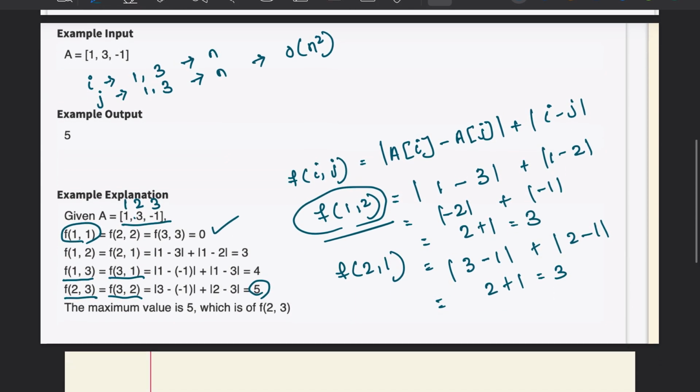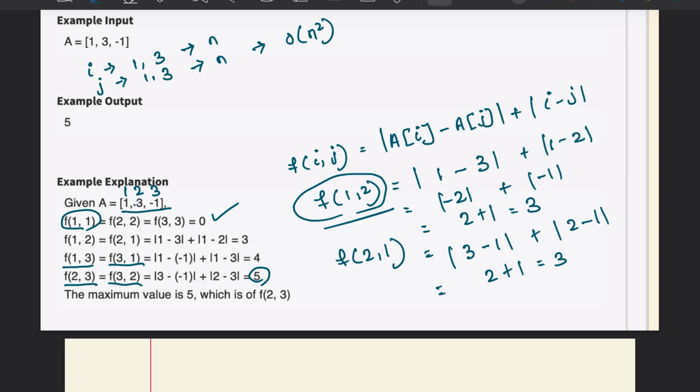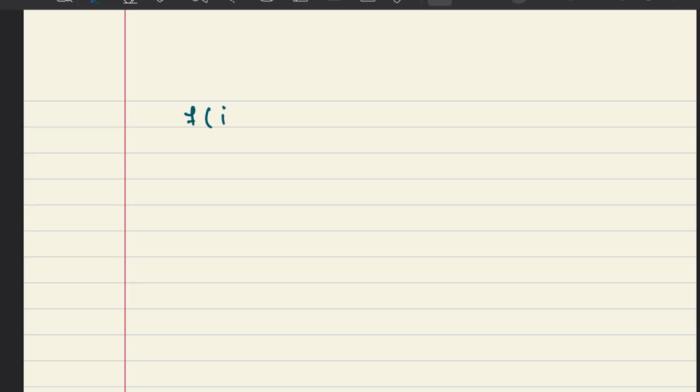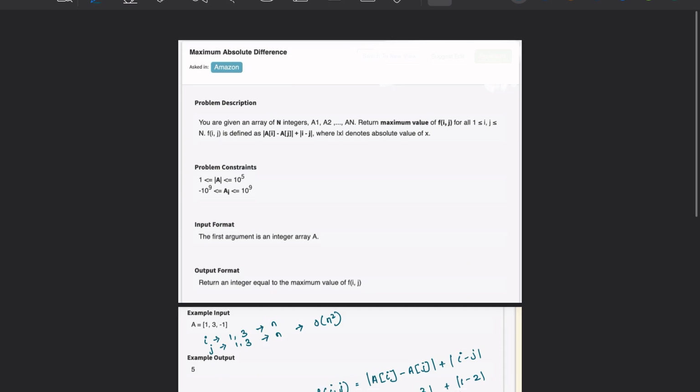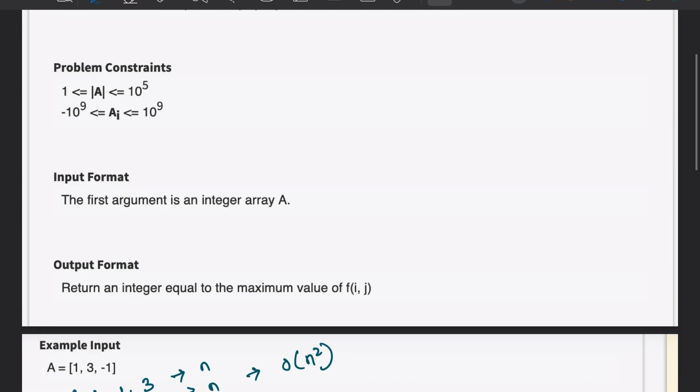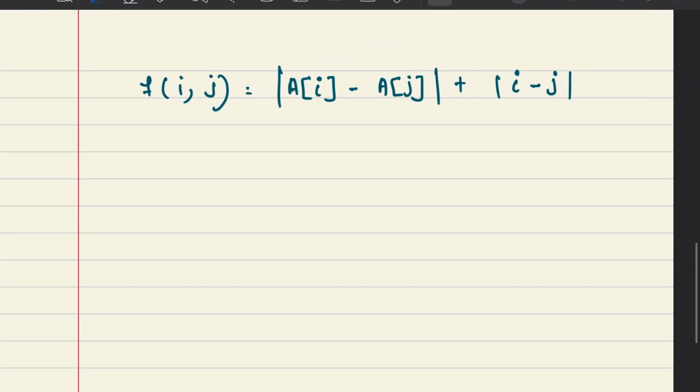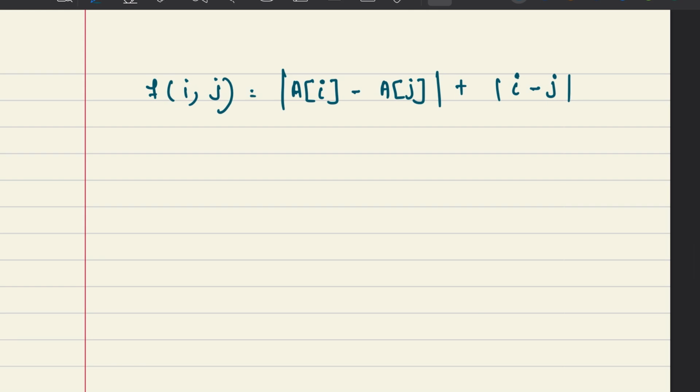Okay, so let's write the expression once again. So f(i,j) equals absolute a[i] minus a[j] plus absolute i minus j, right? If we see here, a[i] minus a[j] plus i minus j. Okay, so we know the absolute value of x will give us positive x if x is greater than 0, and negative x if x is less than 0.